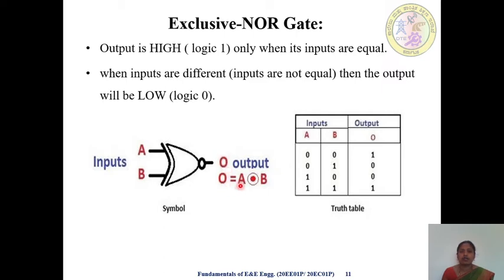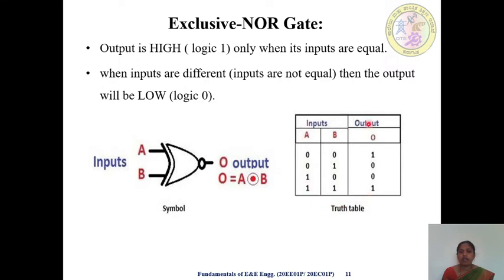O is equal to A XNOR B. This XNOR gate is the complement of XOR gate. So O is equal to A dot, surrounded by a circle, B, which is called A XNOR B, which you can also write as equal to A XOR B whole bar, which is nothing but the complement of XOR gate is equal to XNOR gate.